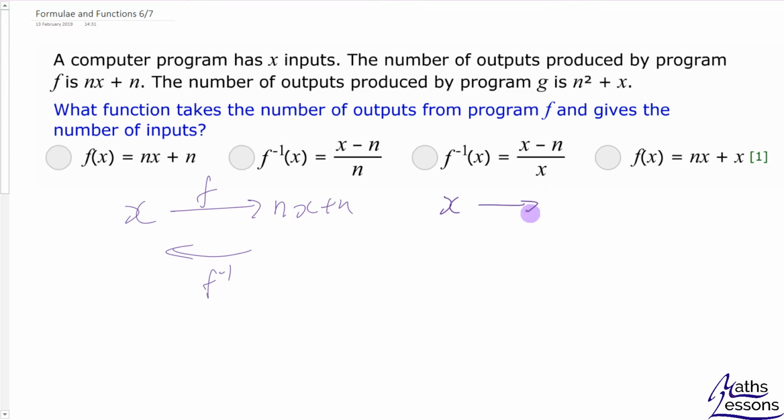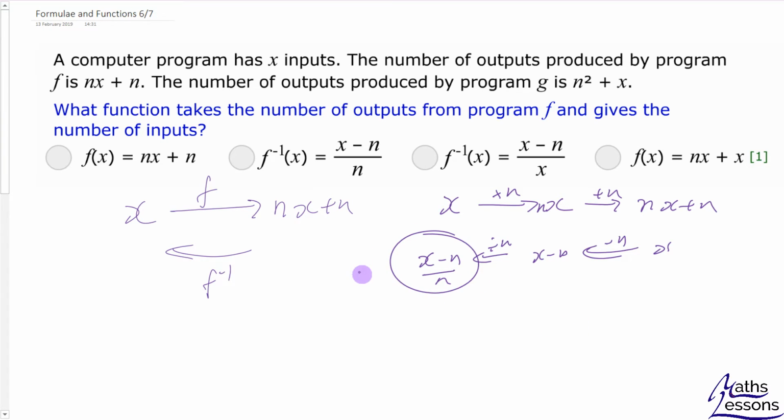Okay. And the first thing we do is we times by n to get nx. And the next thing we do is we add n to get nx plus n. So if we start with x, undo that, we get minus n to get x minus n. Then we divide by n to undo times by n, to x minus n over n. So the inverse is x minus n over n, which is this one.